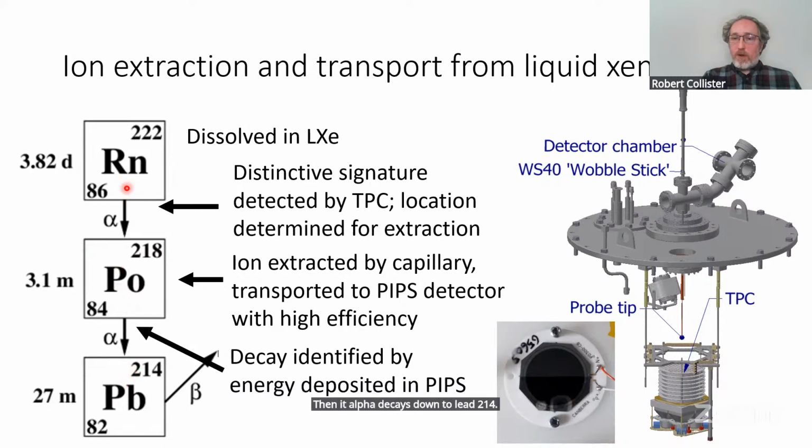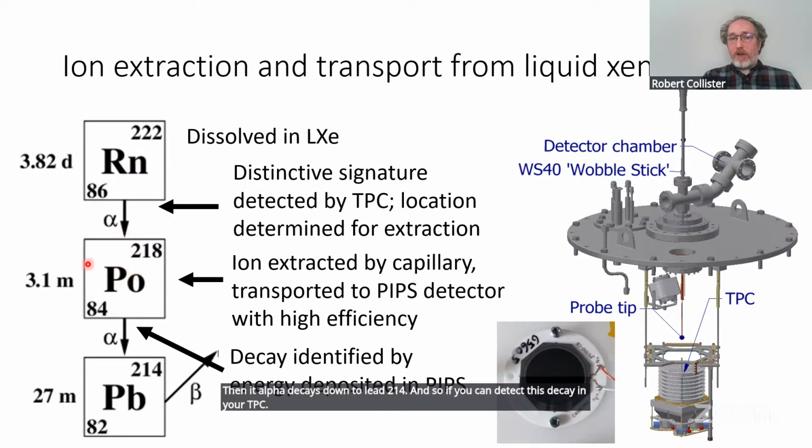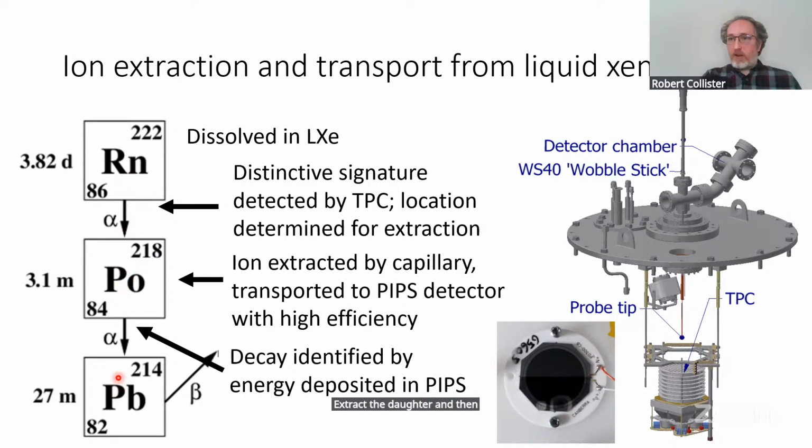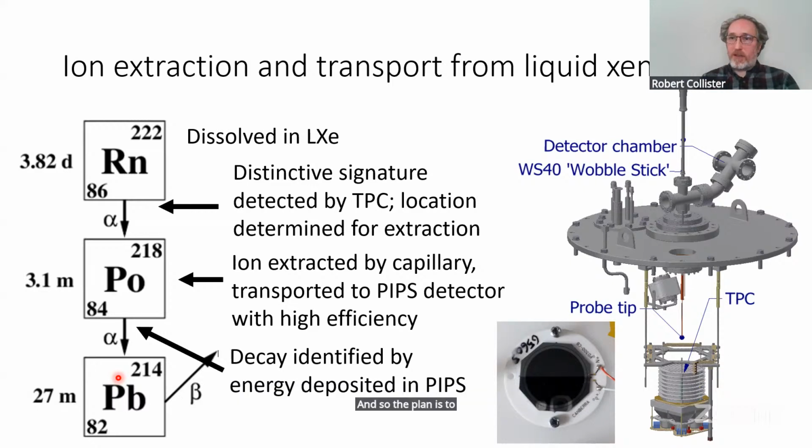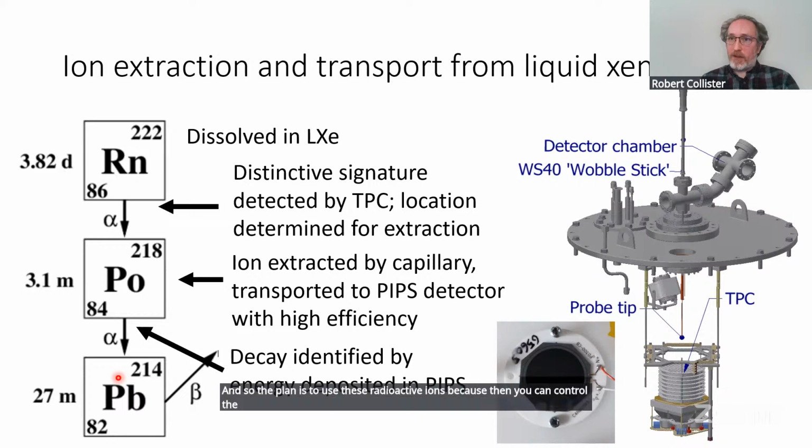And so if you can detect this decay in your TPC, extract the daughter, and then observe this decay somewhere else on the other end of your extraction scheme, then that coincidence will tell you that you've successfully extracted that individual ion. And so the plan is to use these radioactive ions, because then you can control the rates and have it something that is convenient to work with.